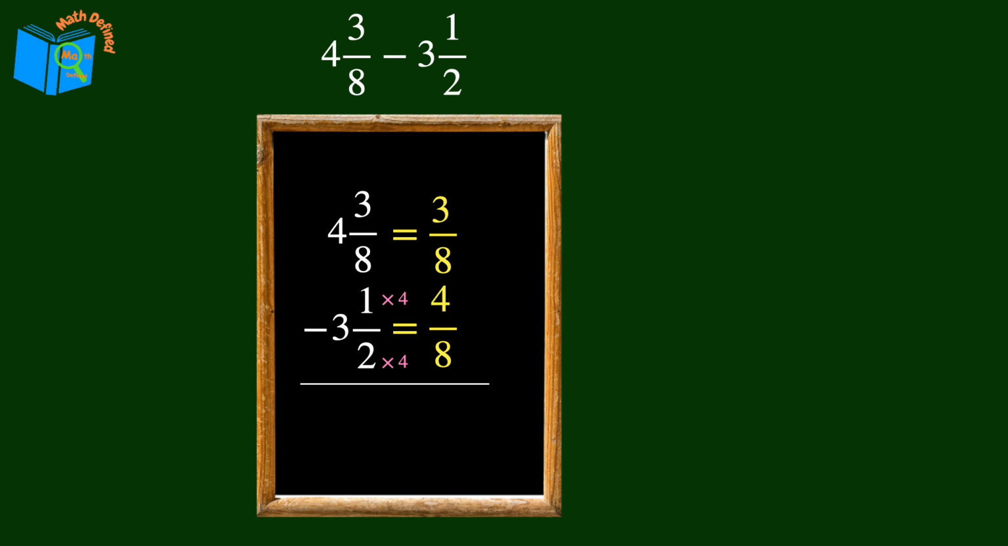Now we're ready to subtract, but we can't subtract 3 minus 4. So we need to borrow from the whole number 4. The 4 changes to a 3. Now we're entering the part where so many students have difficulties. Once you have borrowed from the whole number, you need to give what you borrowed to the fraction.